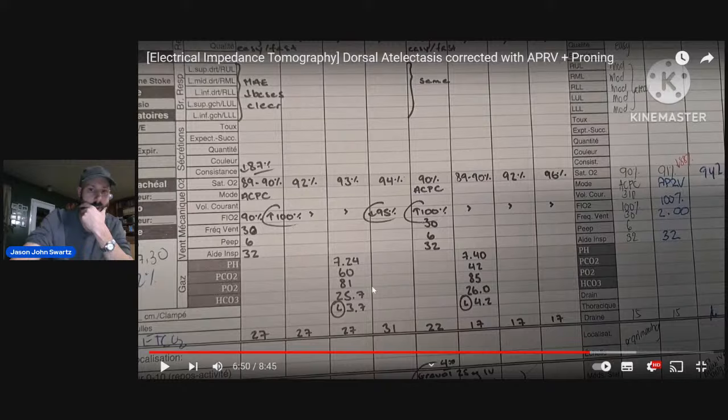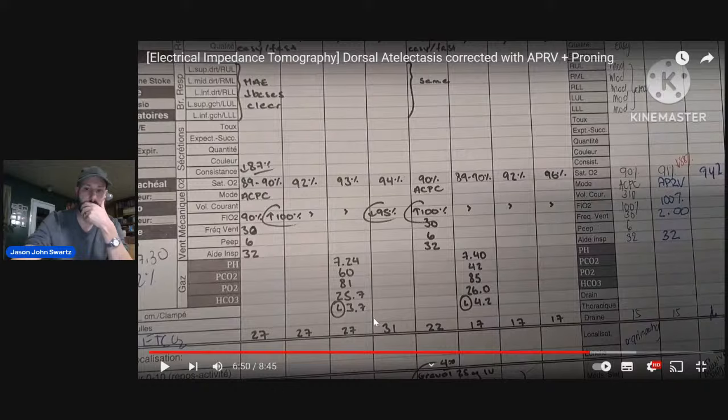FiO2 was 100. The rate was set. They had a PEEP of 6. Pretty sure it was 8. So yeah, rate of 30, PEEP of 6. That's even lower than I thought. And peak inspiratory pressure, that's a huge drive pressure. And so with a high rate like that, we have an acidotic blood gas.